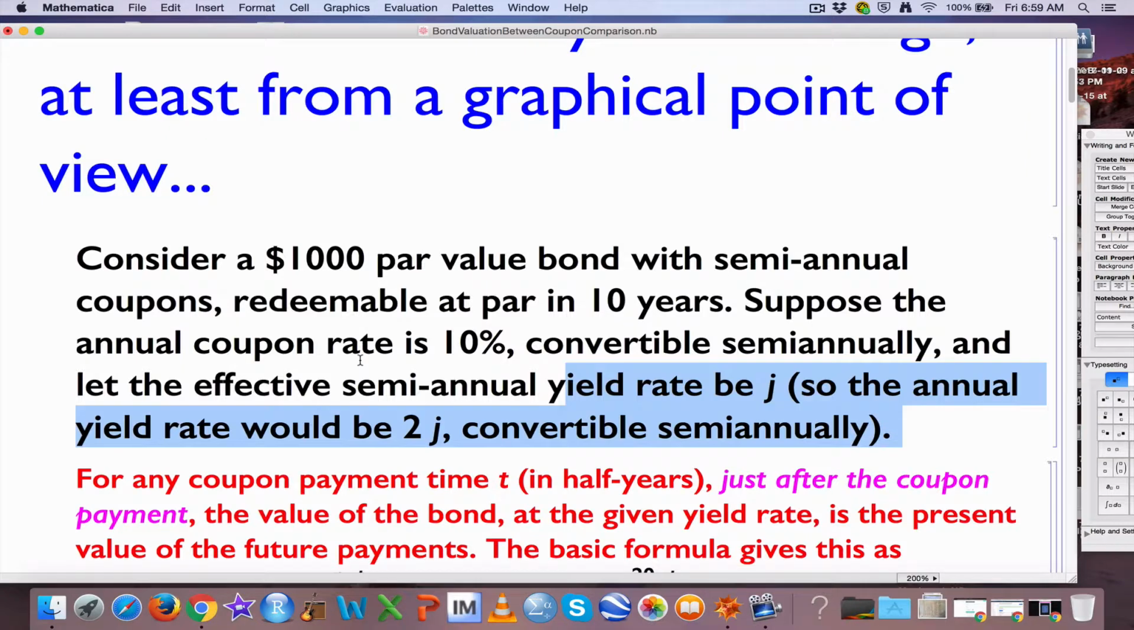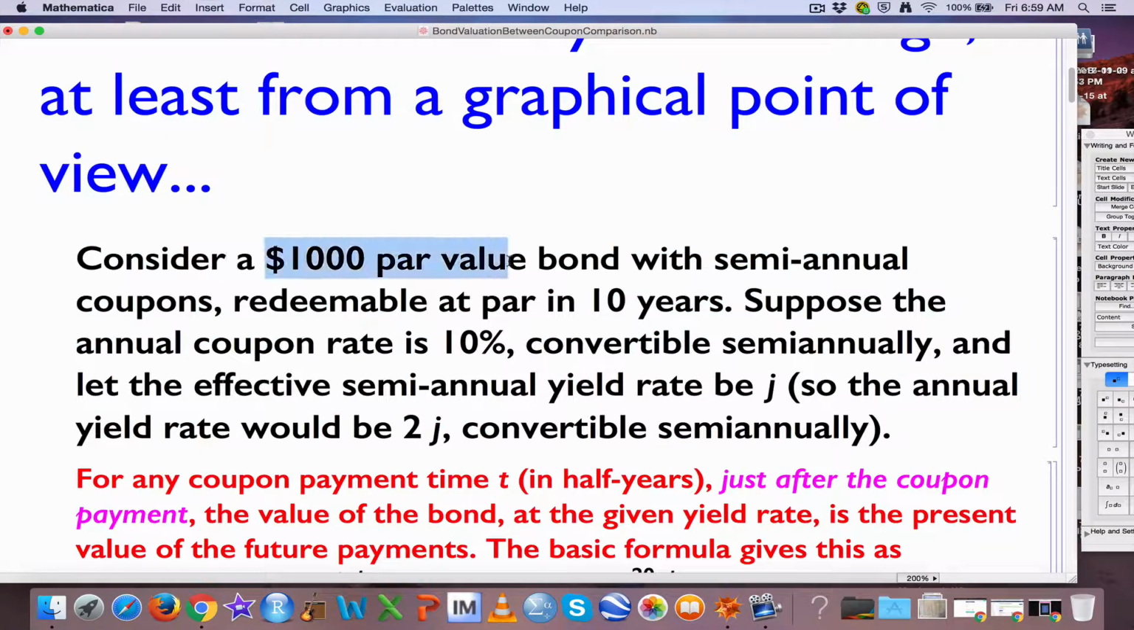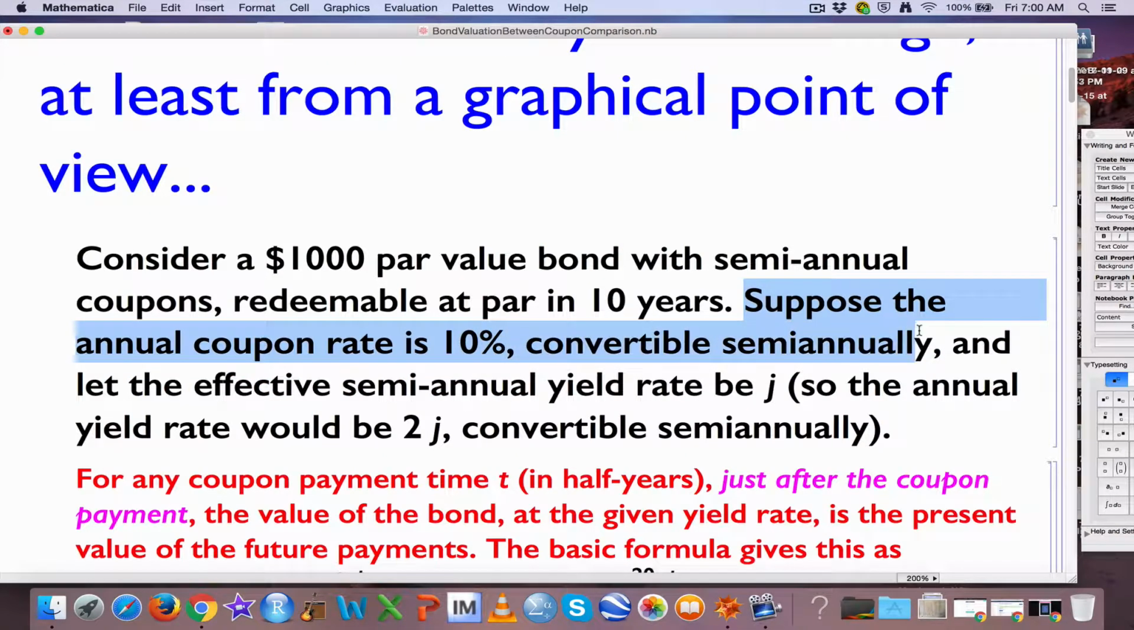So here's the situation. Right here, we've got a $1,000 par value bond with semi-annual coupons, redeemable at par in 10 years. So you're going to be able to redeem it at $1,000. 10 years with semi-annual coupons, that's going to be 20 coupons. We're going to suppose that the annual coupon rate is 10% convertible semi-annually, which would of course mean that the effective semi-annual coupon rate would be half of that, 5%.